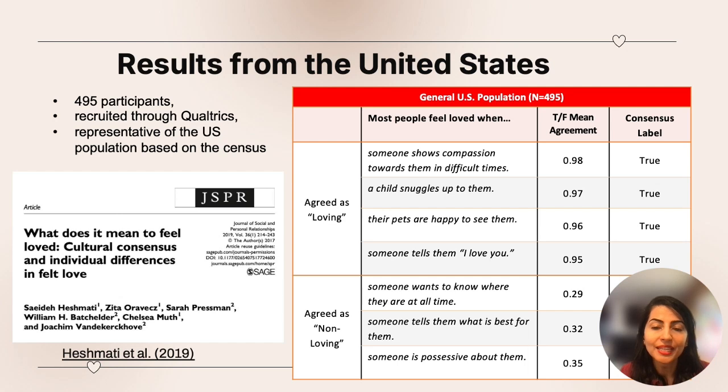And interestingly, we found that within the United States, scenarios such as someone shows compassion towards them in difficult times, a child snuggles up to them, their pet comes and greets them when they see them, and people telling you I love you are some of the most agreed upon scenarios in daily life for Americans as loving. And then we found that items that had a controlling theme around them, like someone wants to know where they are at all times, are agreed upon as non-loving in the United States.